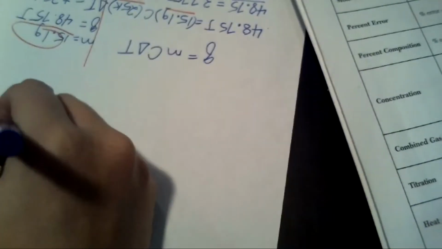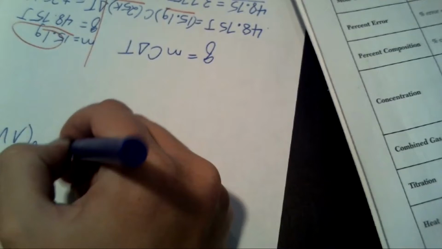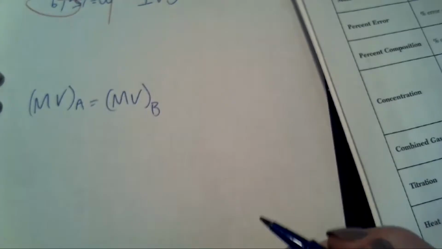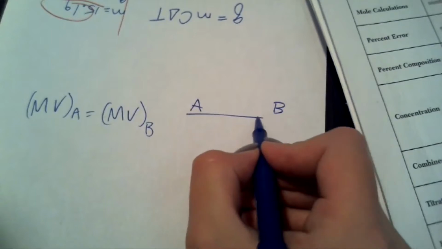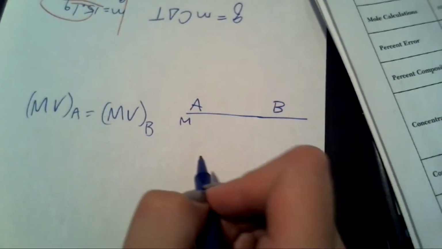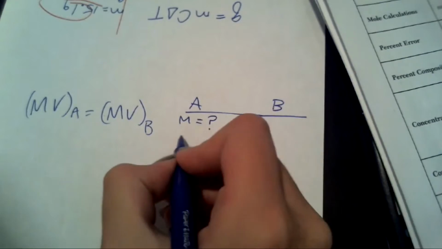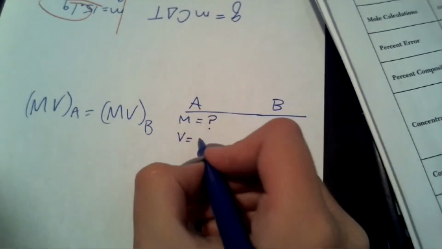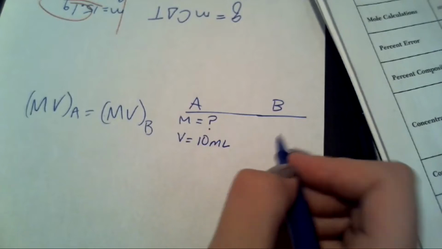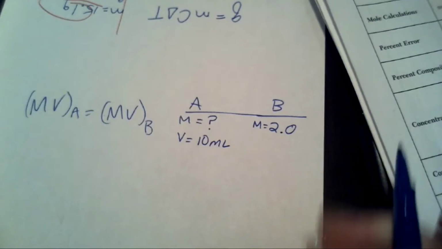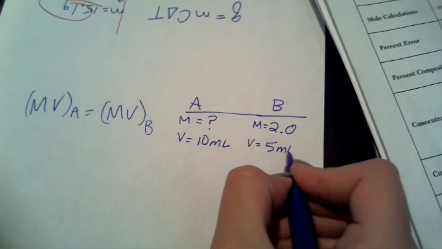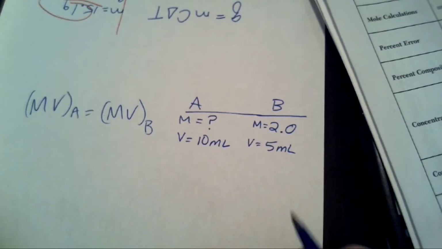So MVA equals MVB. And there's a few ways you can set this up, whatever floats your boat. I like to do the acid and the base, and we have a molarity of the acid. The molarity of the acid is what we're solving for. The volume of the acid they gave us was 10 milliliters. The molarity of the base was 2.0 molar, and we knew that we had 5 milliliters of it. Some of you already know what the answer is. You don't need to do the math.